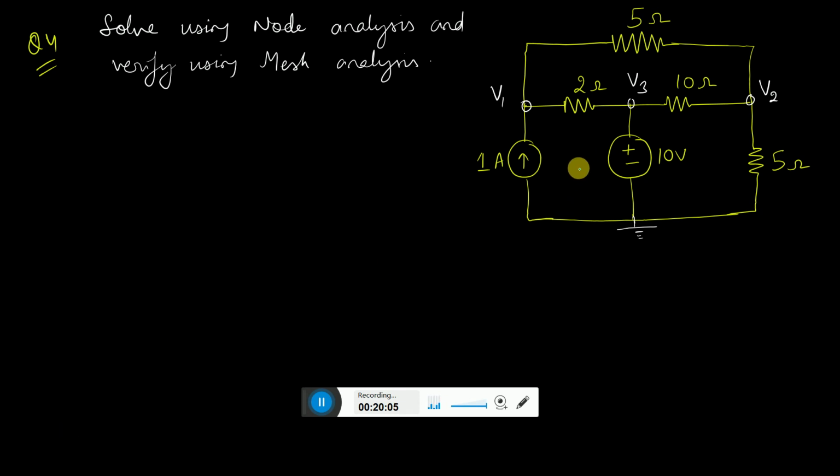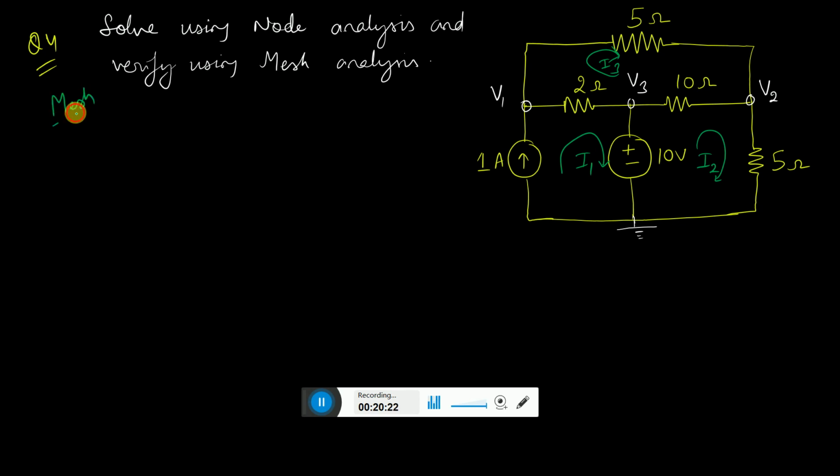So let us take a current, all clockwise, here I1, and in another mesh we take I2, and another mesh we take I3, and all are clockwise. So by using mesh analysis we are trying to solve again.